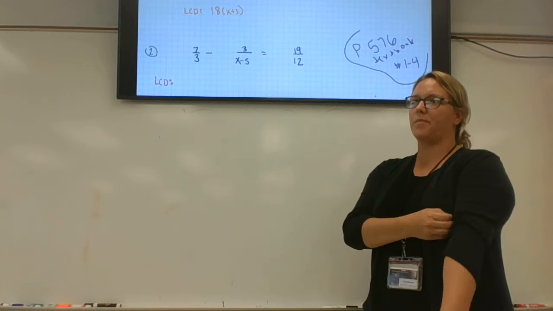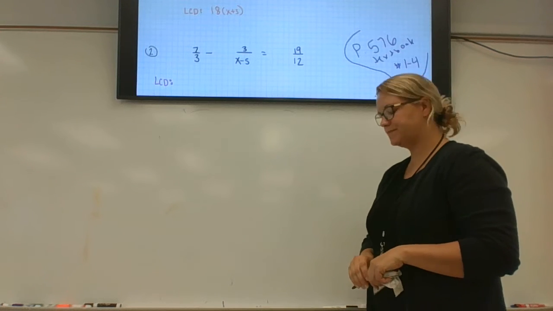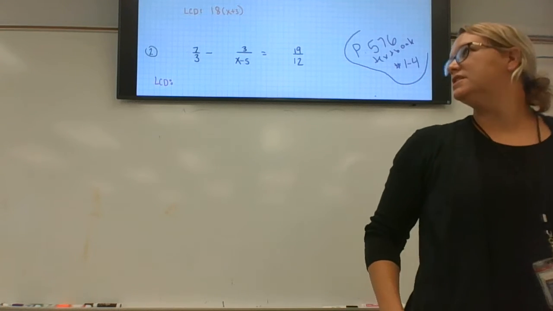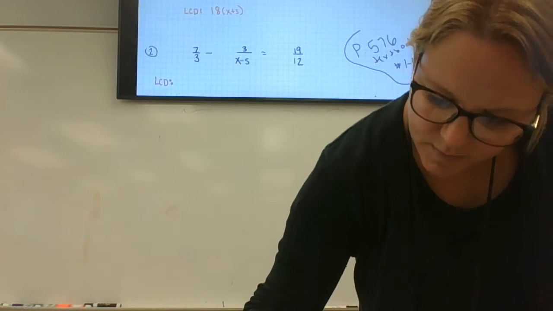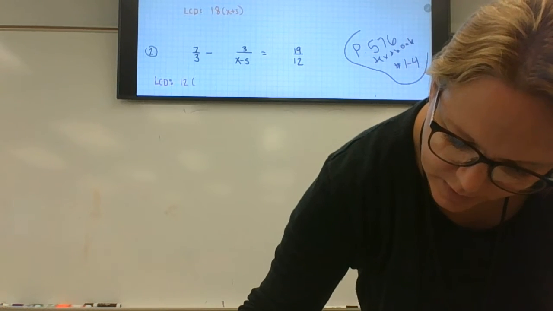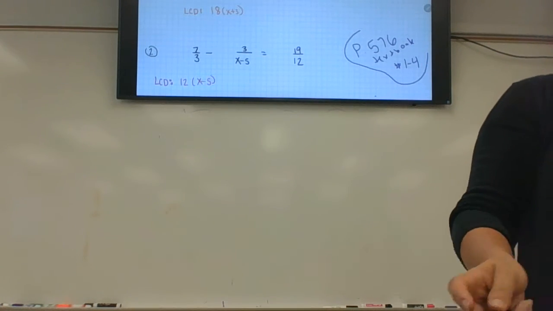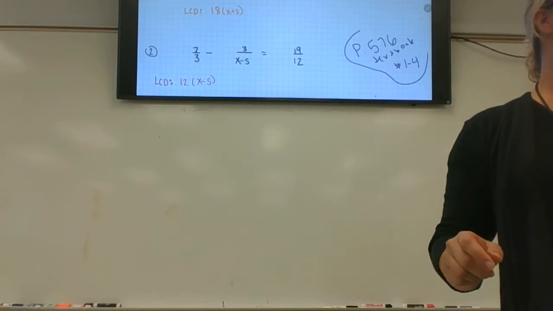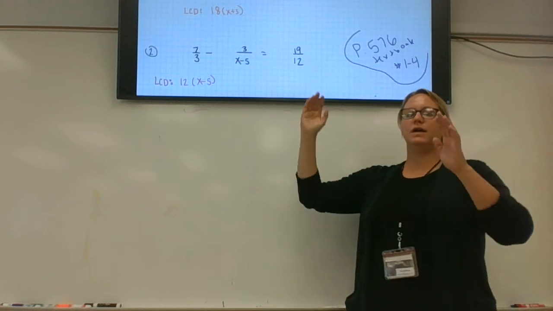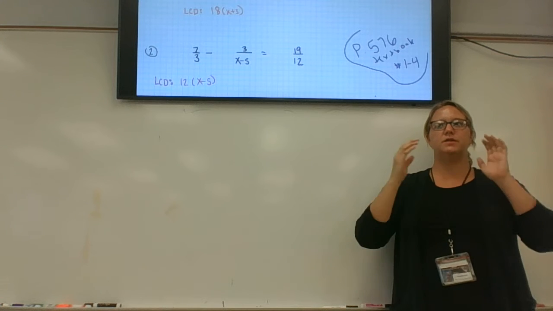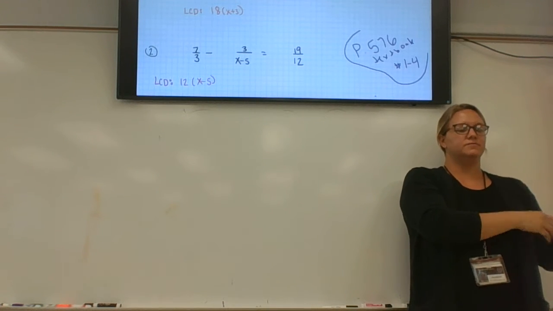That's why you pick x minus 5 along with it. So it's 12 parentheses x minus 5. Multiply that to all three parts. You have to pick every factor. So when we were adding fractions, I said your common denominator has to include every factor in the fractions.